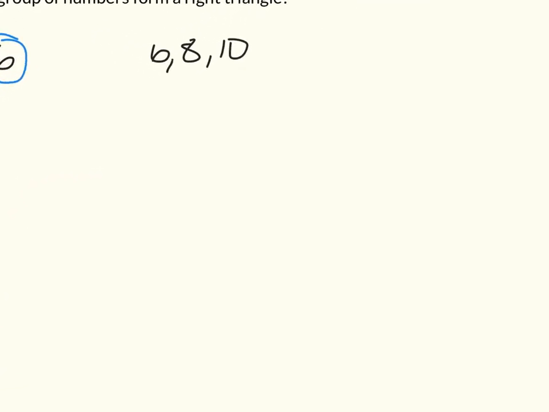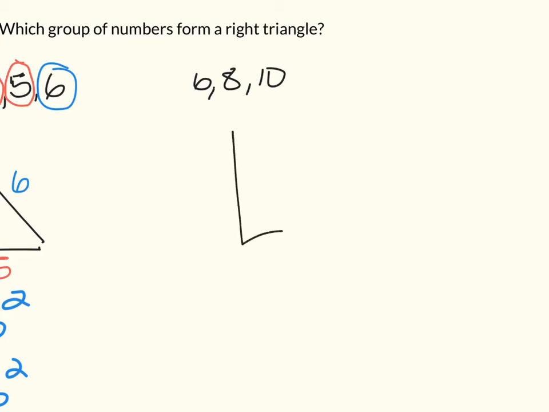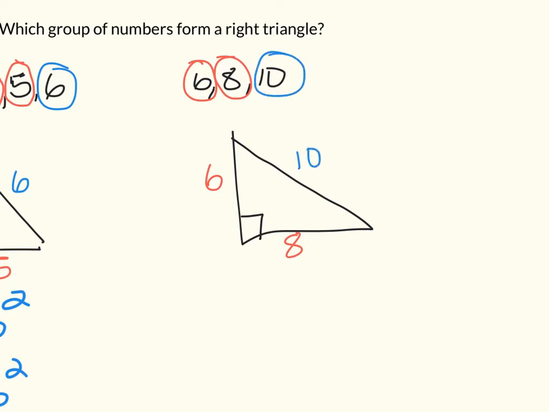Let's try this one over here. 6, 8, and 10. I start by drawing my right triangle. And let's see, my smallest two numbers, 6 and 8, are going to be the legs. And my largest number, 10, is my proposed hypotenuse. So my question here is, 6 squared plus 8 squared going to be equal to 10 squared? Did you notice that I put that question mark over the equal sign? That's how I'm asking, are these the same?